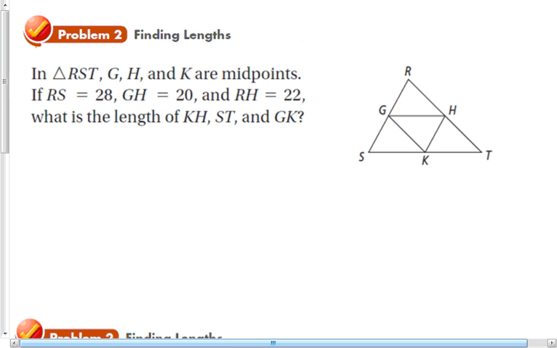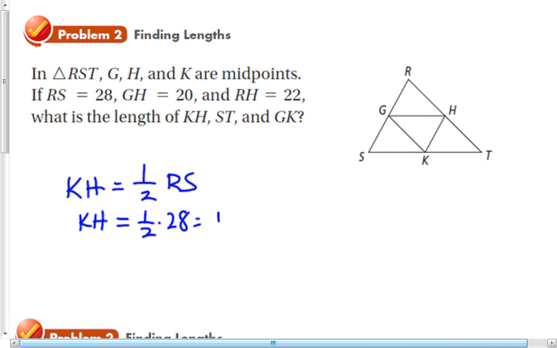All right, we're going to use the midsegment theorem to find some lengths here. So here we're given a triangle RST, and we're given some lengths. We're given RS is 28, GH is 20, RH is 22. We want to find KH. I know that KH is equal to 1/2 RS. So I can substitute in 28 for RS, and I get KH is equal to 1/2 times 28, which is 14.